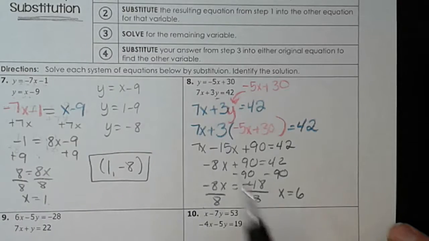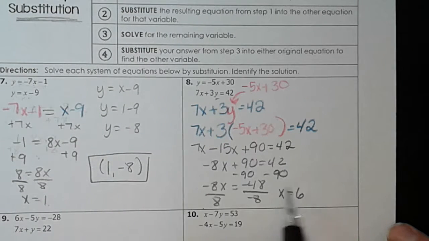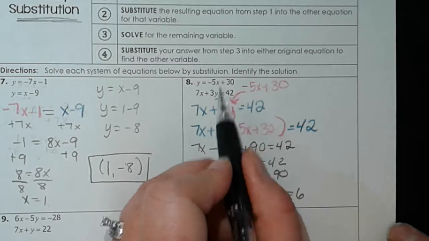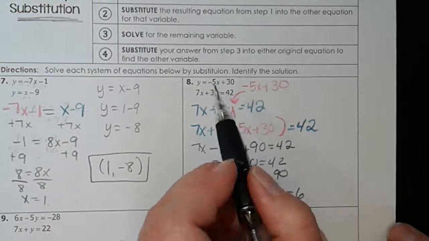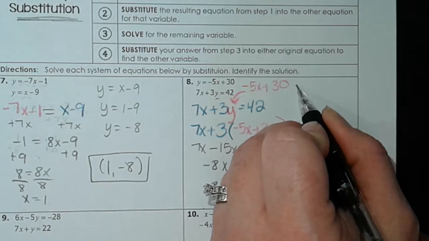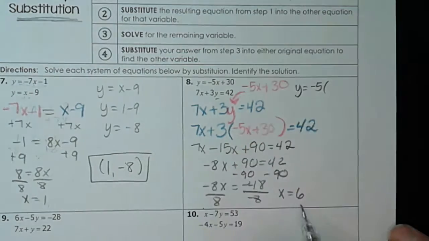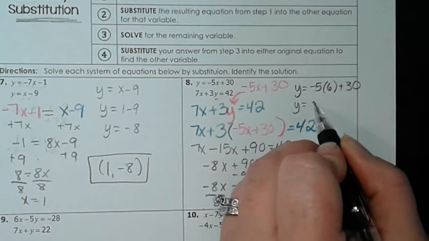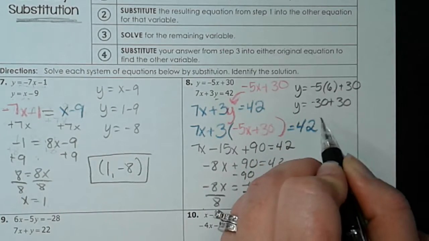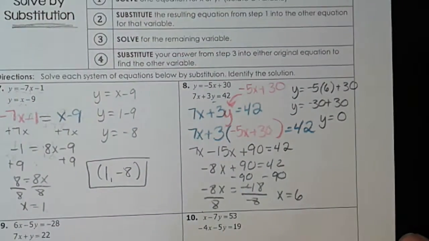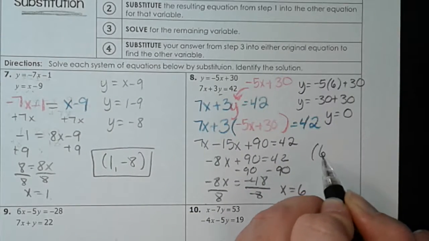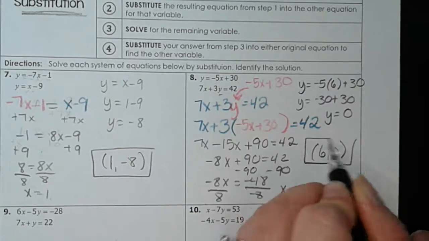So again, the point where these two lines cross has the x coordinate of 6. So now we just have to figure out the y coordinate of that same point. So we plug x back into either one of these and we solve. Well, let's plug it into this one. So we say y equals negative 5 times 6 plus 30. So y equals negative 30 plus 30. So y at this point equals 0. So the point where these two lines cross, or the solution, is (6, 0). And that's your solution.